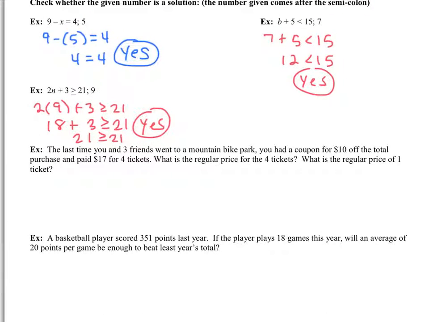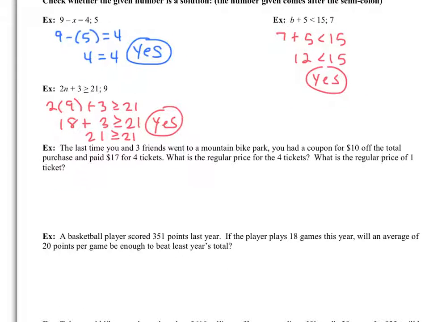So now we're going to get into word problems. So the first thing that you want to identify is what's the unknown quantity and assign a variable to that. So in this problem it says the last time you and 3 friends went to a mountain bike park, you had a coupon for $10 off the total purchase. So you know you're going to be subtracting 10 at some point. And you paid $17, so it equaled $17, and you bought 4 tickets.